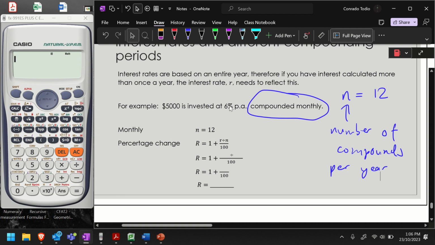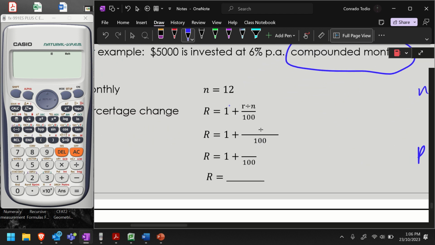So the next thing that you need to do is use this formula here, where you're looking for R. Now you've seen this before. It's the increase one, but the only thing we're adding here is that we're going to divide by N. And the reason why is because instead of treating it only once per year, because you're compounding it monthly, you have to divide the rate by 12. If you're compounding daily, you have to divide it by 365. If you're compounding weekly, then it's divided by 52.